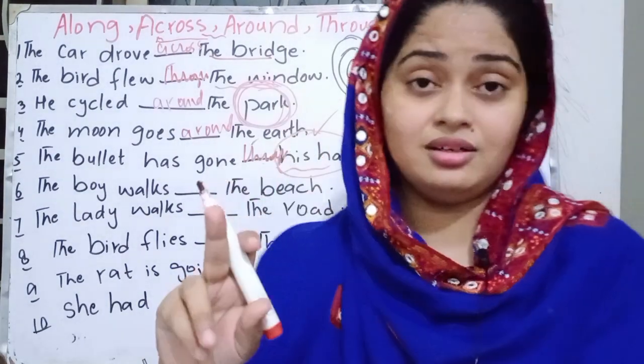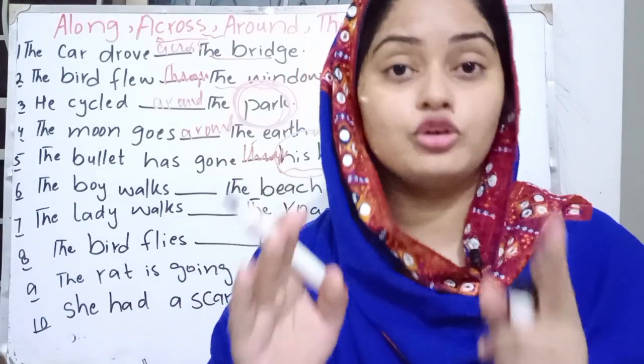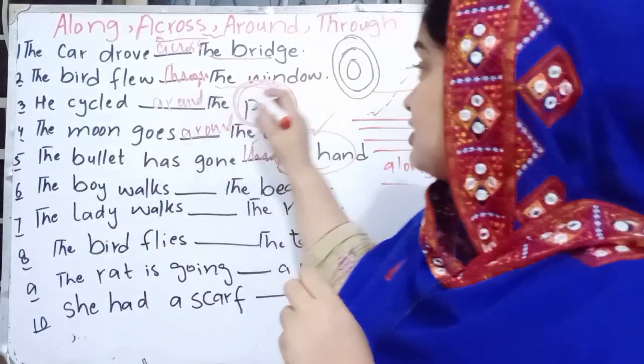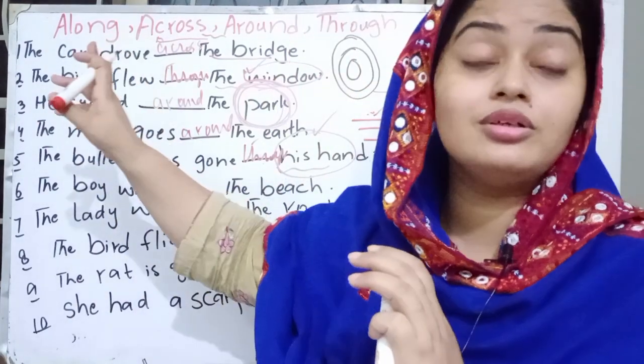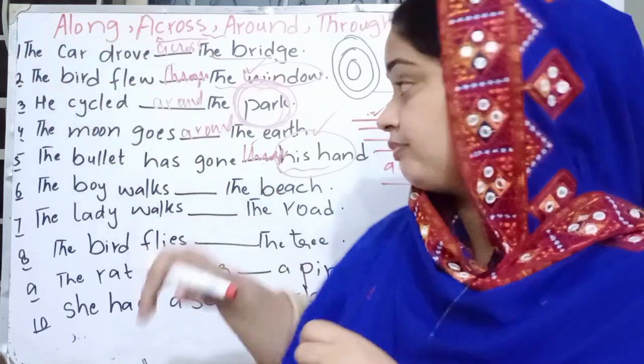There should be a channel. When there is the preposition through, there should be a channel. Here the channel is the window. The bird has to fly through the window to reach the next end.